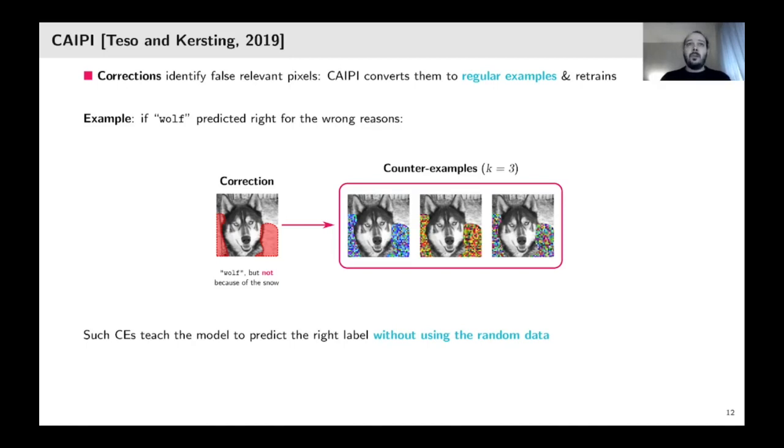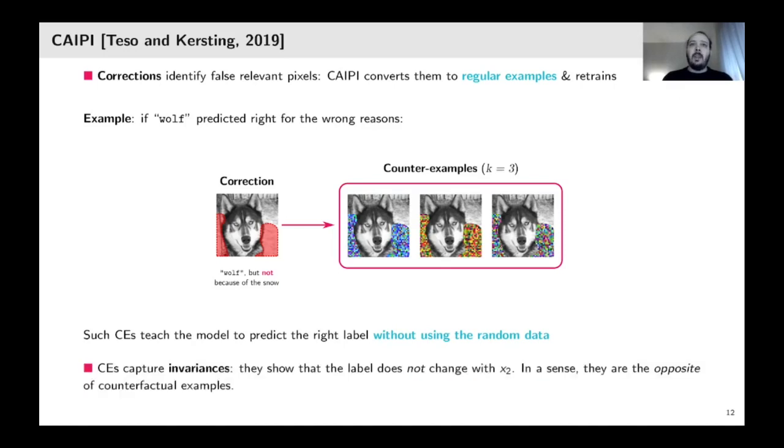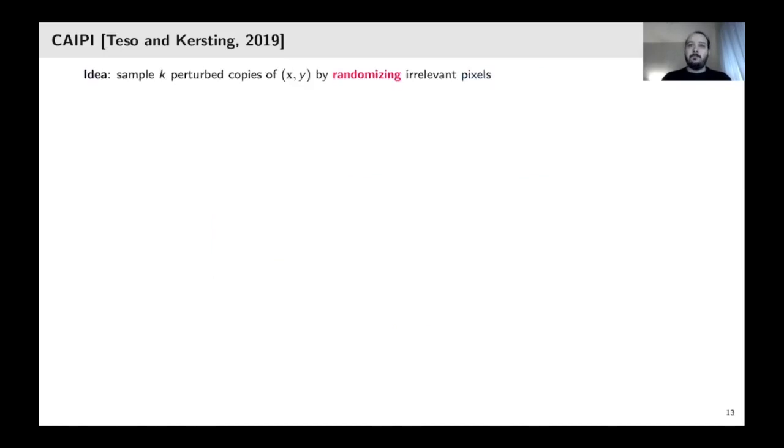The label of all of these so-called counterexamples is the same as that of the original image. The counterexamples are then added to the training set as if they were regular examples. In doing so, the counterexamples teach the model to predict the right label without relying on the randomized pixels. It is important to notice that counterexamples essentially capture invariances. That is, the label stays the same regardless of the value of certain input variables. In this sense, they are the opposite of counterfactual examples.